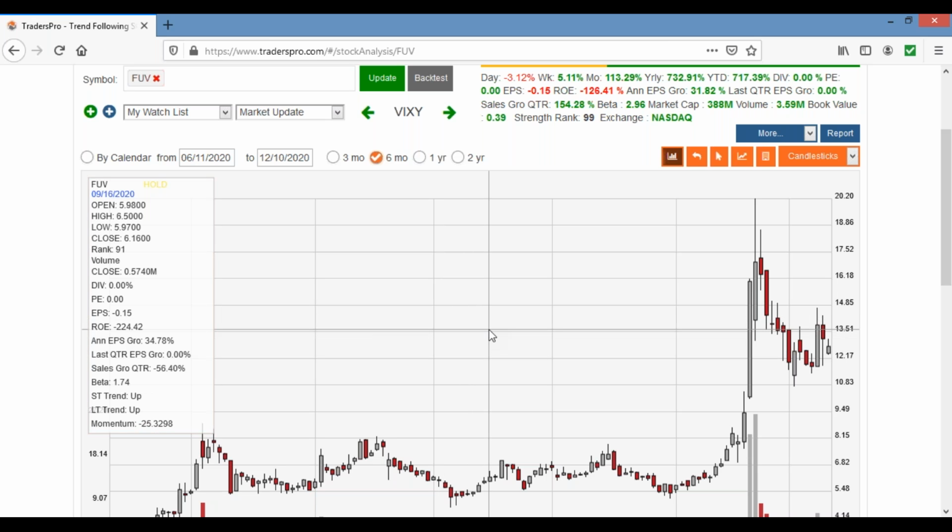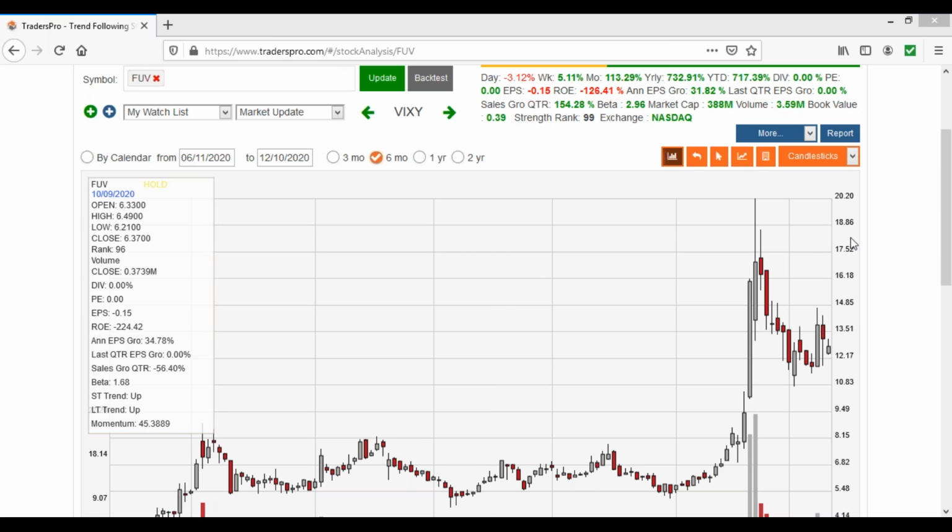And the ones that we're really going to be focused on are 382, which is basically 38.2%, 50%, or 0.50, which obviously is 50%, and 618, which is 61.8%.